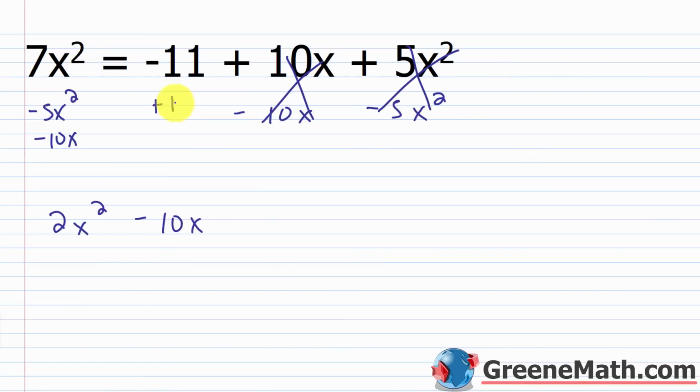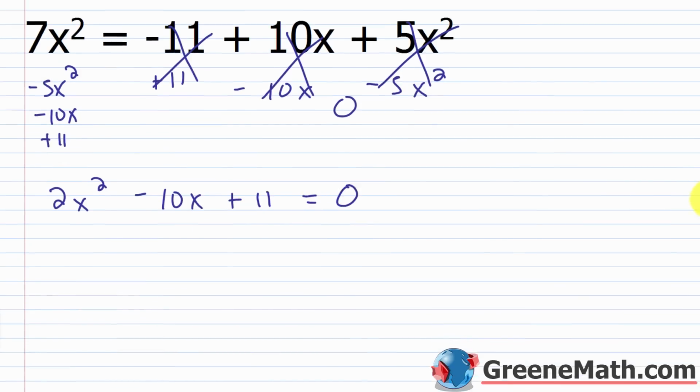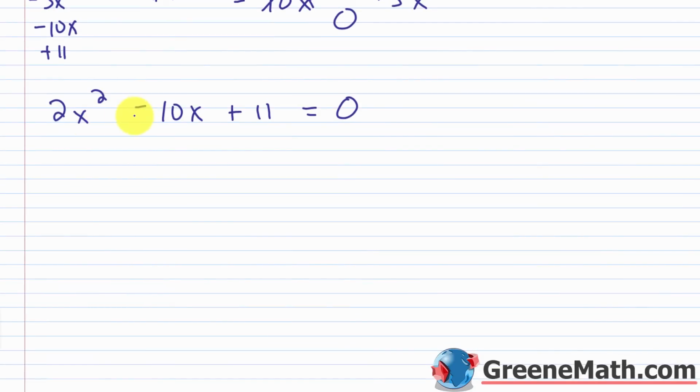And let me add 11 to both sides of the equation. So that would cancel, so this side would be 0. And then over here I'd have plus 11 equals 0. So now this is in standard form. So we have 2x squared minus 10x plus 11 equals 0.